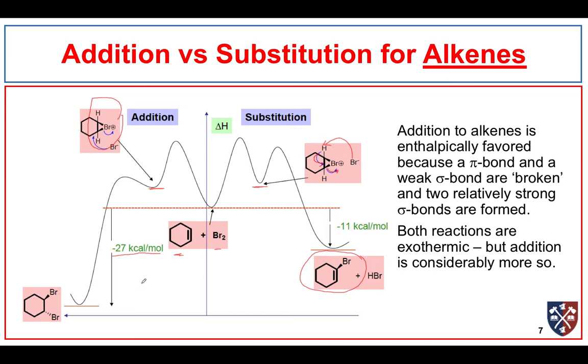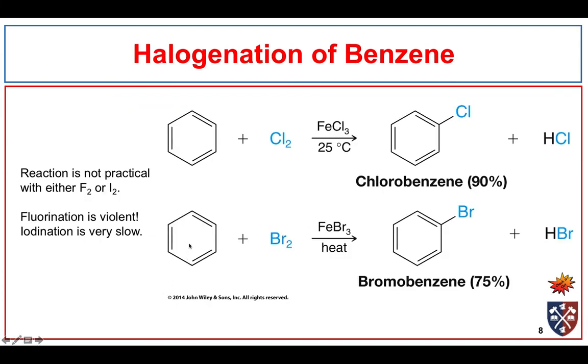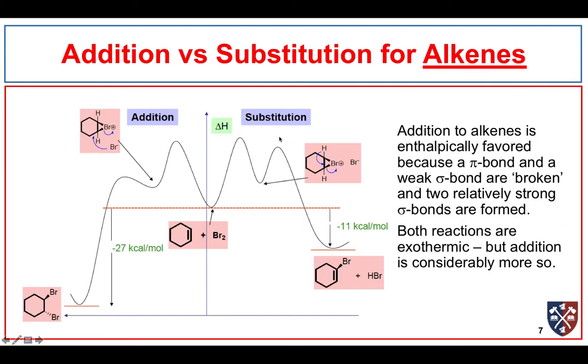Let's take a look at what happens when we do a halogenation reaction. We can substitute one of these hydrogen atoms with chlorine or bromine quite easily.